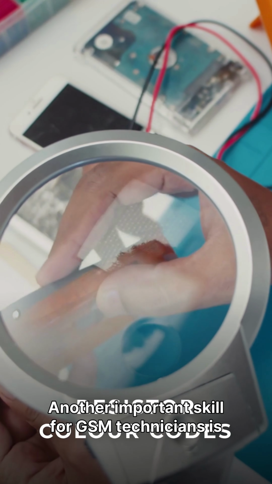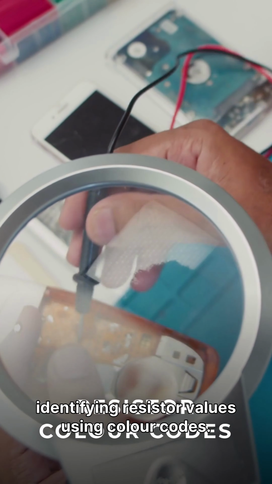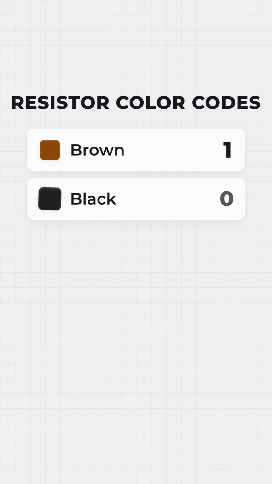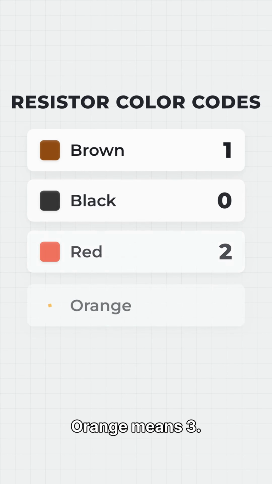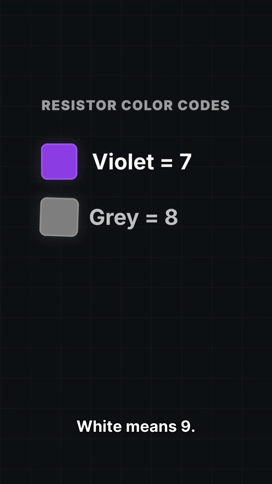Another important skill for GSM technicians is identifying resistor values using color codes. For example, brown means 1, black means 0, red means 2, orange means 3, yellow means 4, green means 5, blue means 6, violet means 7, gray means 8, white means 9.